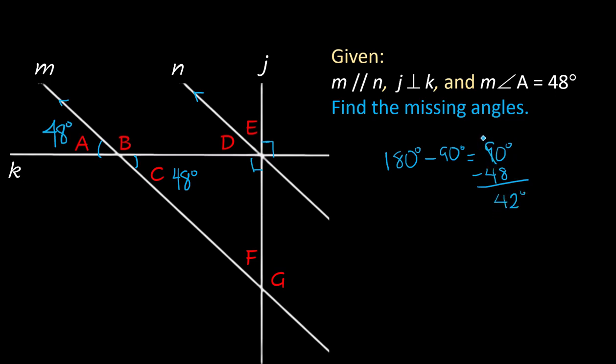You'd have to borrow, and that would become an 8. And that would become a 10. 10 minus 8 is 2, and 8 minus 4 is 4, so 42. So we know that this one is 42 degrees.